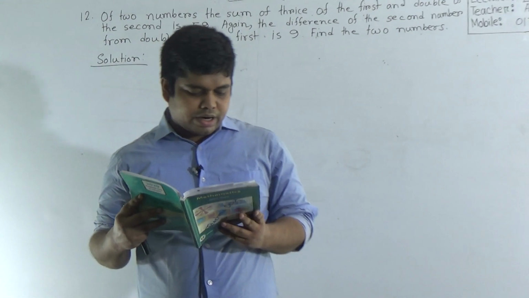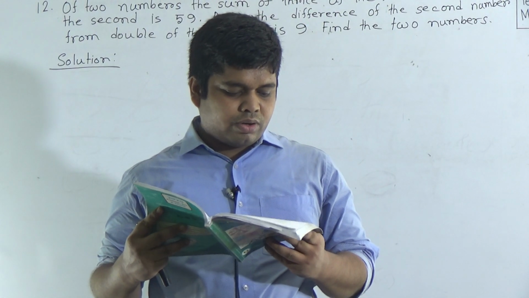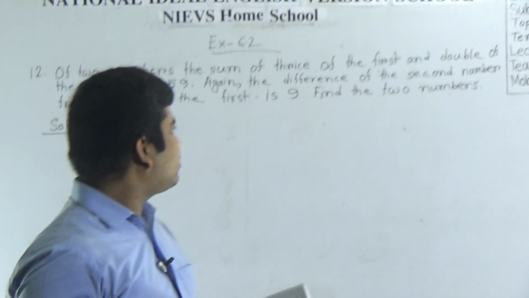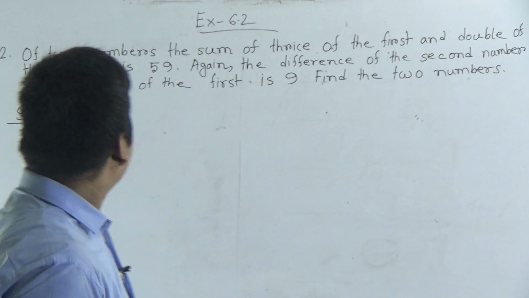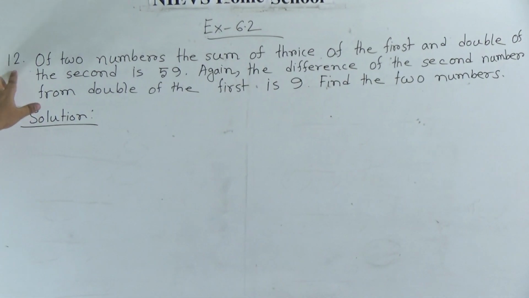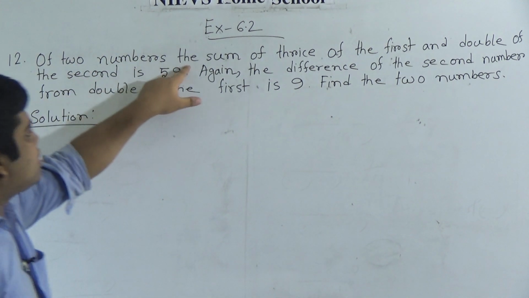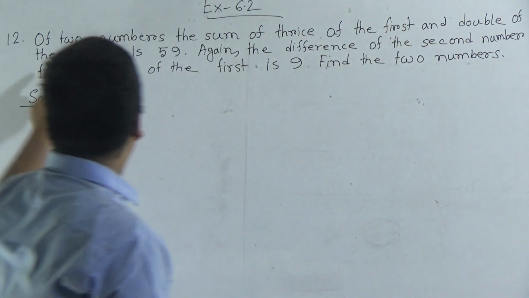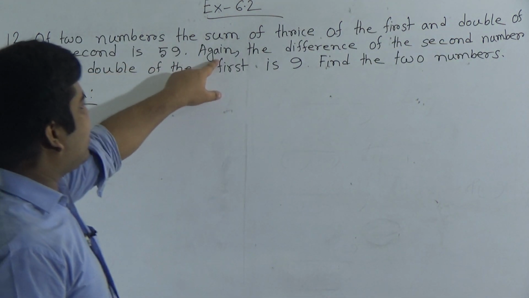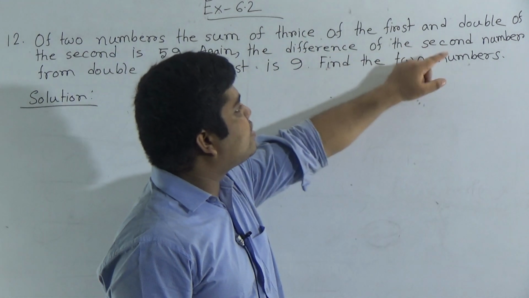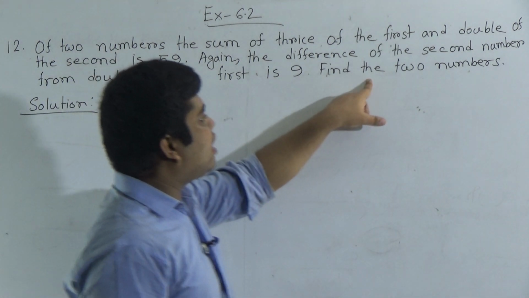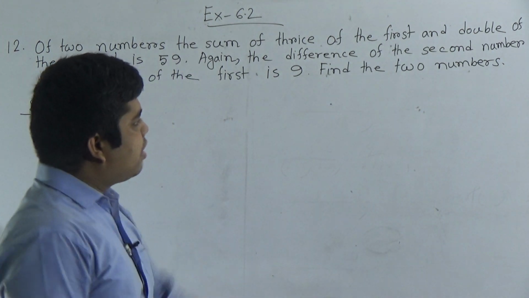Before starting our class, my dear students, open your math book at page number 118 and follow question number 12. Question number 12 is written on the board already. So, I read the question. Please notice, of two numbers, the sum of thrice of the first and double of the second is 59. Again, the difference of the second number from double of the first is 9. Find the two numbers.